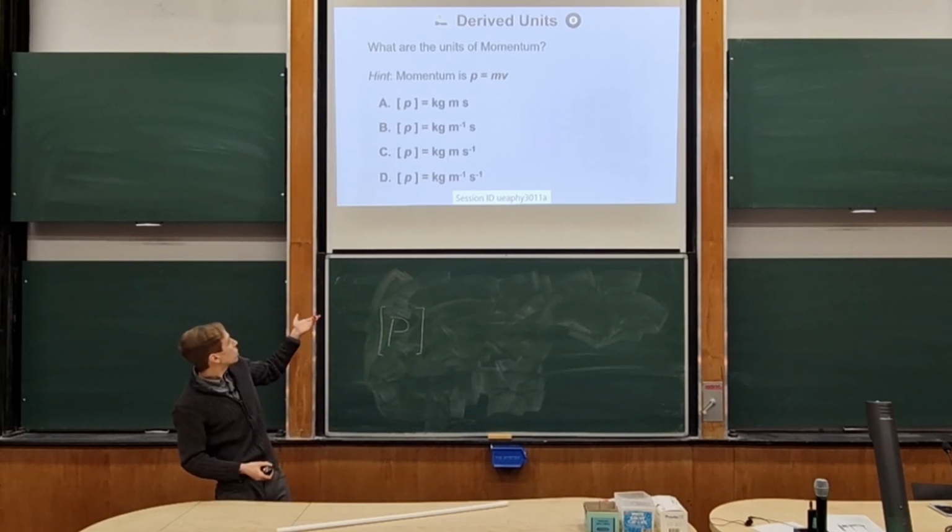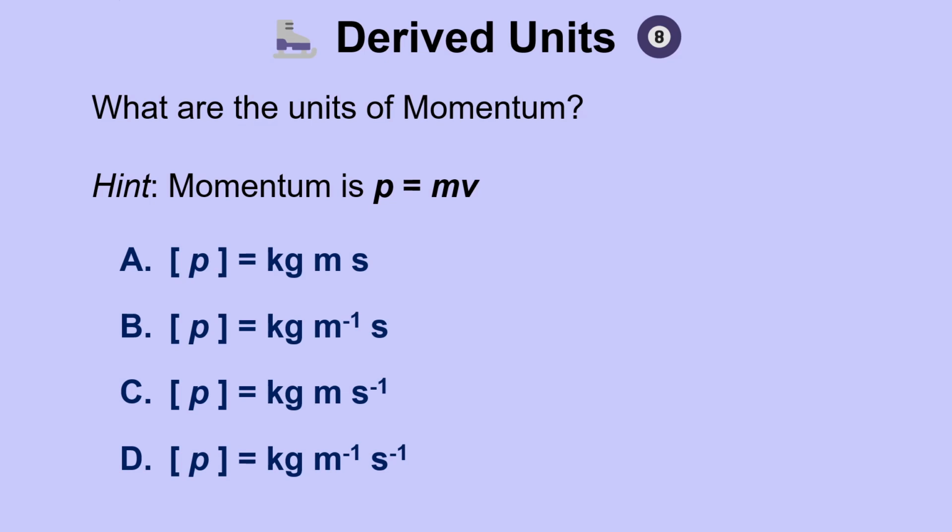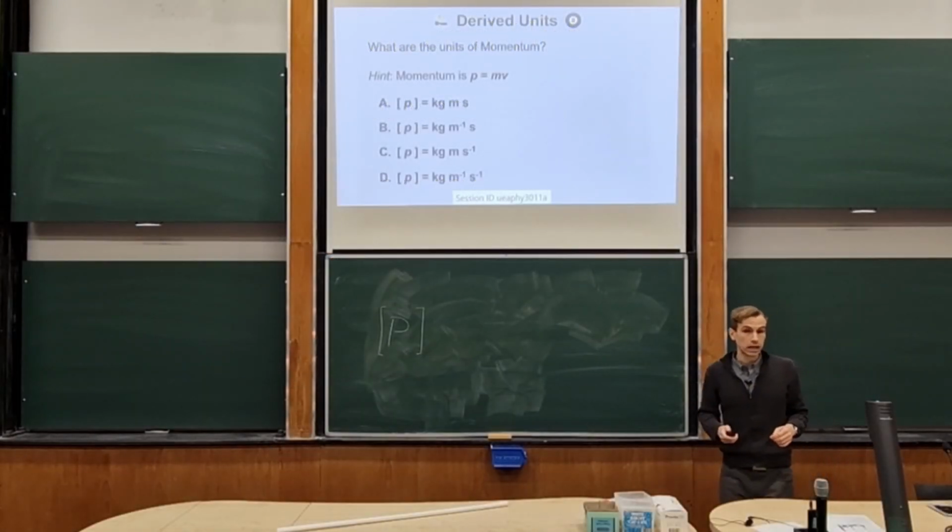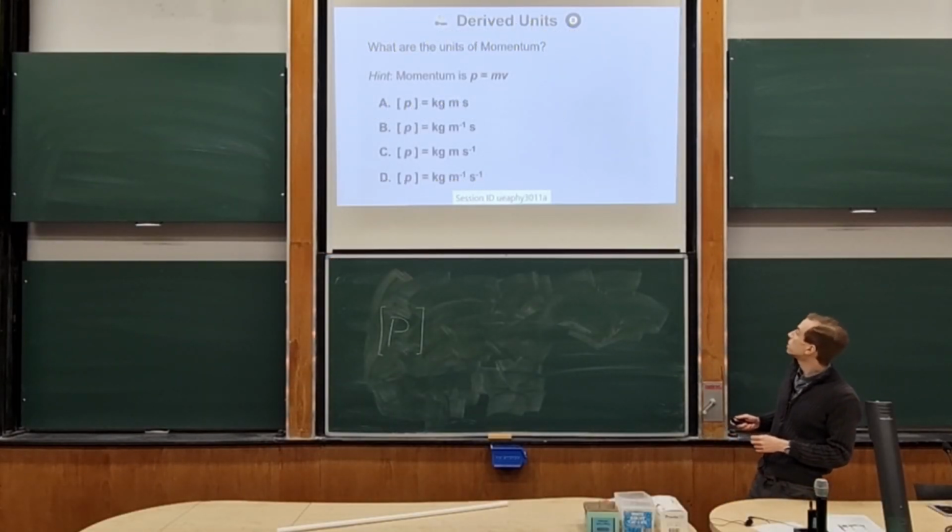So what are the units of momentum there? So if you're not sure, think about, well, what are the units of velocity? And then we just need to add in the units for mass. And then we're there for momentum. All right, let's take a look at the results here. What do we get?